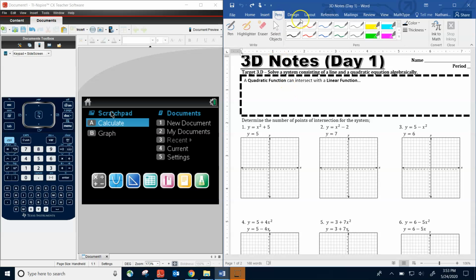Hey guys, so today we're going to be talking about linear and quadratic functions and how they intersect with each other. Now, first things first, we have to think about a linear equation. A line usually has a function of something like y equals mx plus b, and it usually has a graph that makes a straight line like that.